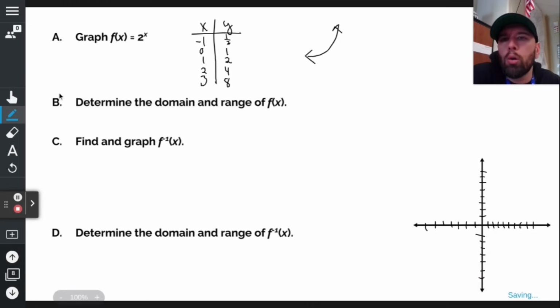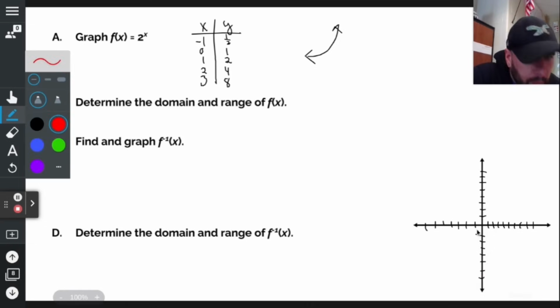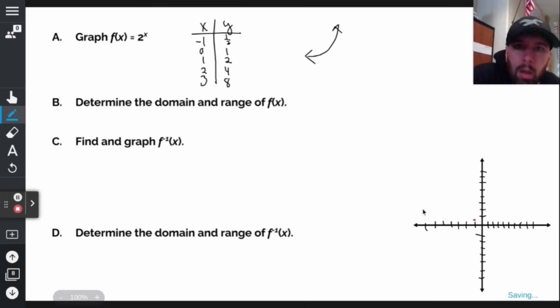So negative 1 was a half. Boom. 0 was 1. Boom. 1 was 2. Boom. 2 was 4, right? Boom. And then 3 was 8 somewhere up here. And then we get that nice exponential. It's flat right here and then starts to curve up and really curl up.